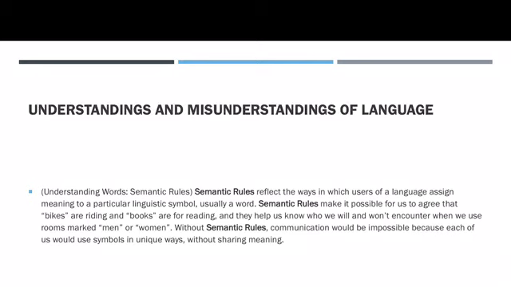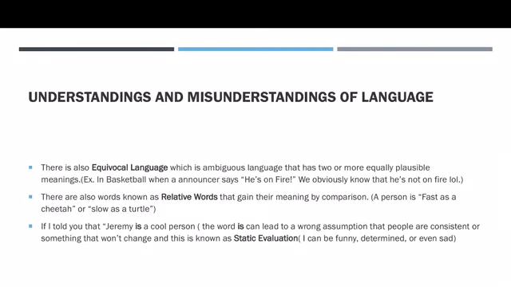Also in this section, it points out semantic rules, which reflect the ways the users of language assign meanings to a particular linguistic symbol. For example, when you look at bikes, bikes are meant for riding. Or when you think about food, we obviously think food is for eating. Or when we look at books, books are meant for reading. That's when this rule comes into play, when we look at words and we know that they have a definite meaning.